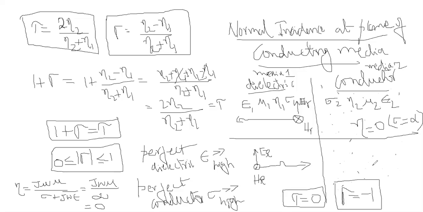With a conductor, it is fully reflected, with no transmission. If it is a dielectric-dielectric boundary, it is not fully reflected. Some part is transmitted, while some part is reflected, when an incident beam is there.